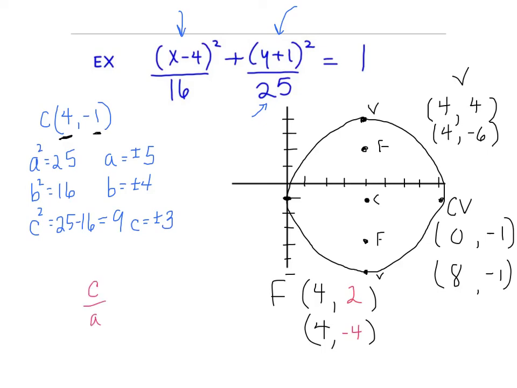Eccentricity is C over A, which is 3 over 5, which is going to be less than 1. So it's getting very circular, but not quite. And look at it, it's almost circular.